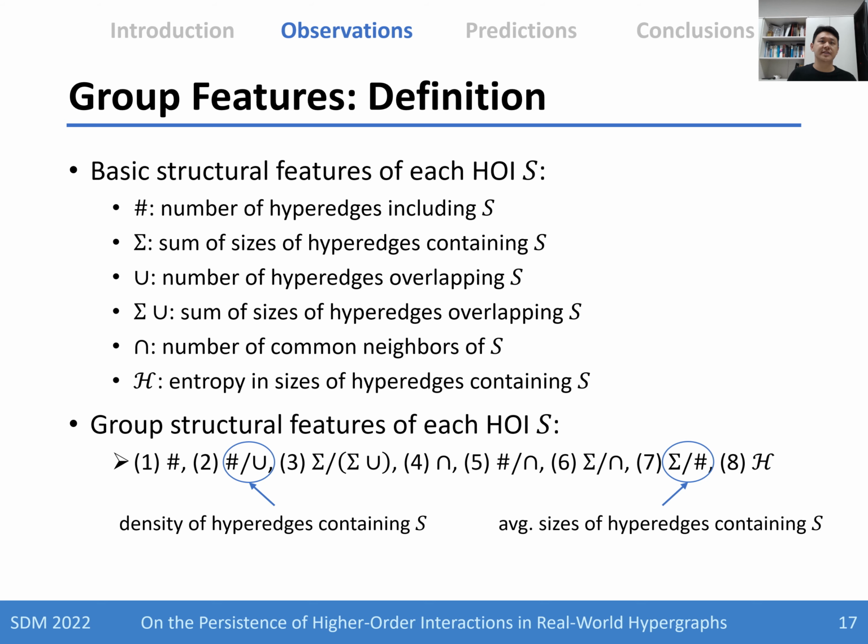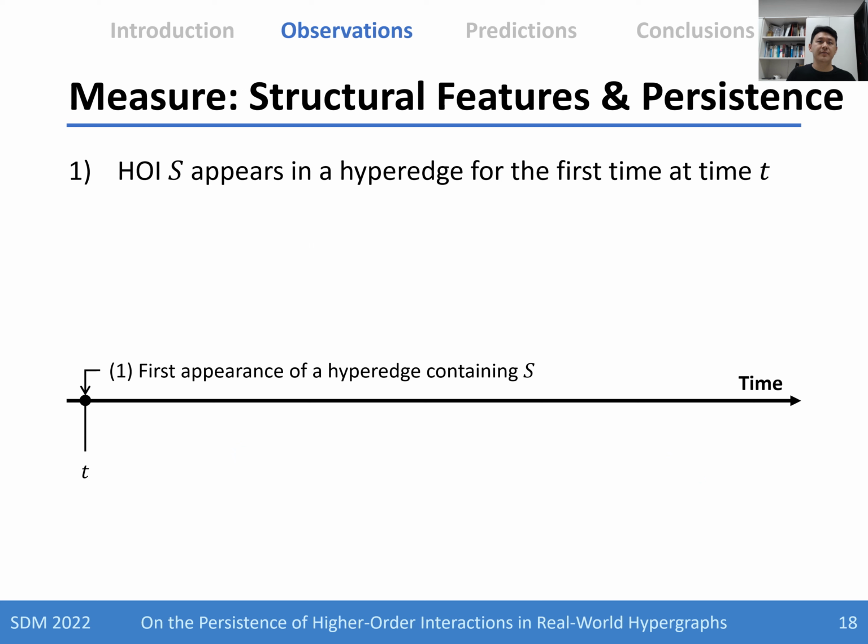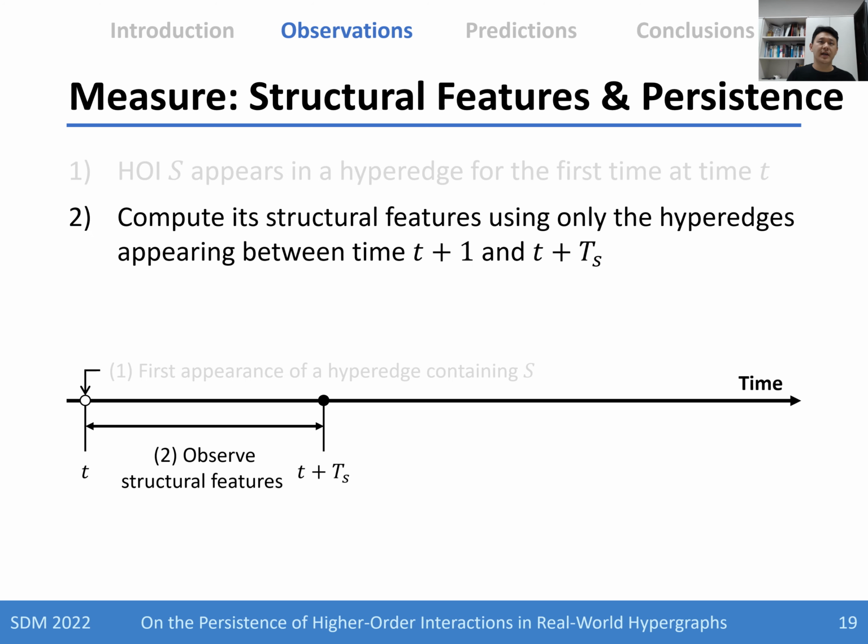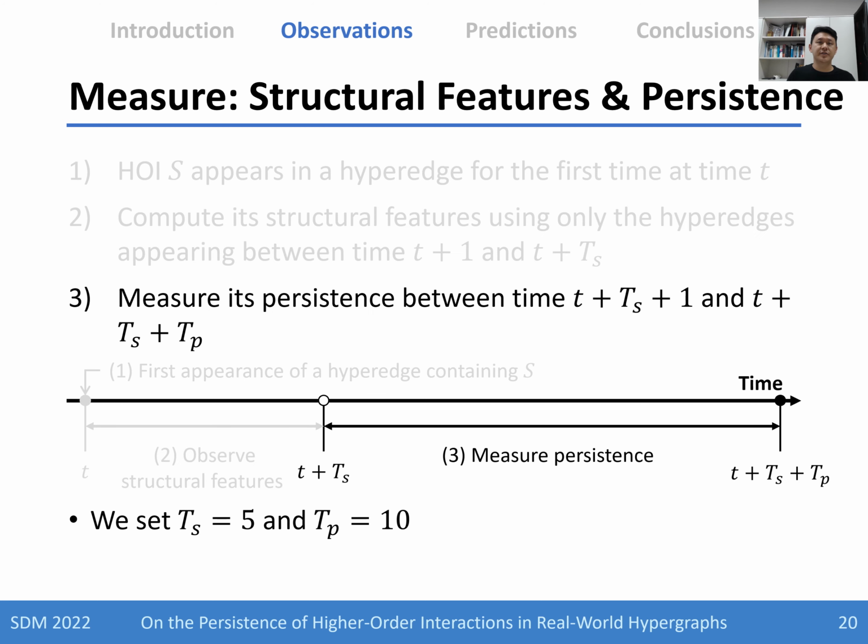These features include the density and the average size of hyperedges containing S. We divide 2 time intervals for measuring structural features and the persistence. Suppose that a HOI S appears in a hyperedge for the first time at time t. For each HOI S, we compute its structural features from only the hyperedges appearing over the next T_S time units after each first appearance. Then we measure its persistence over the next T_P time units. We fixed T_S to 5 and T_P to 10 because our findings are insensitive to the values of T_S and T_P in our preliminary study.